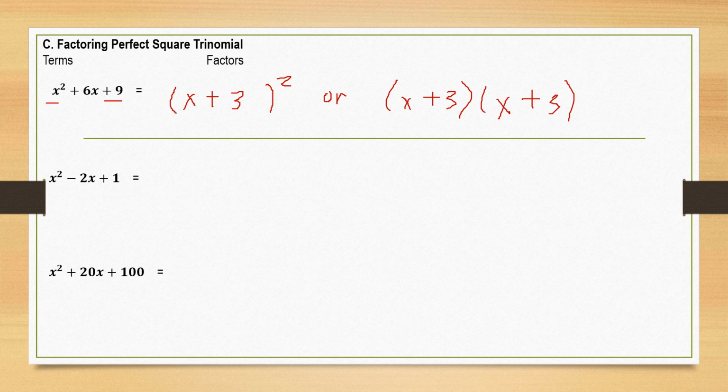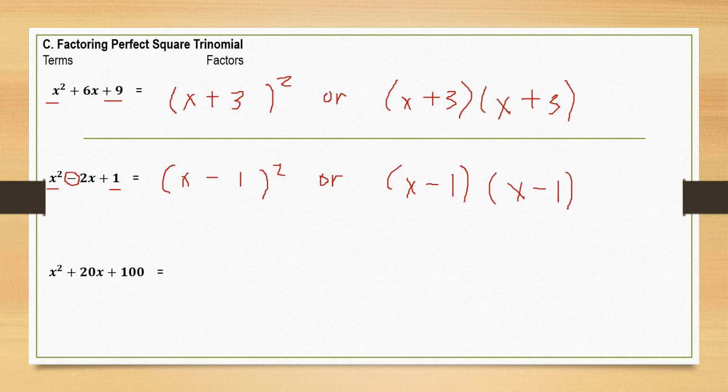Number 2, x squared minus 2x plus 1 is another kind of perfect square trinomial. Again, it is simply the square of a binomial. So we have the square root of x squared is x, and the square root of 1 is 1. Copy the sign, so we have x minus 1 raised to the second power, or in expanded form, that is x minus 1 times x minus 1.